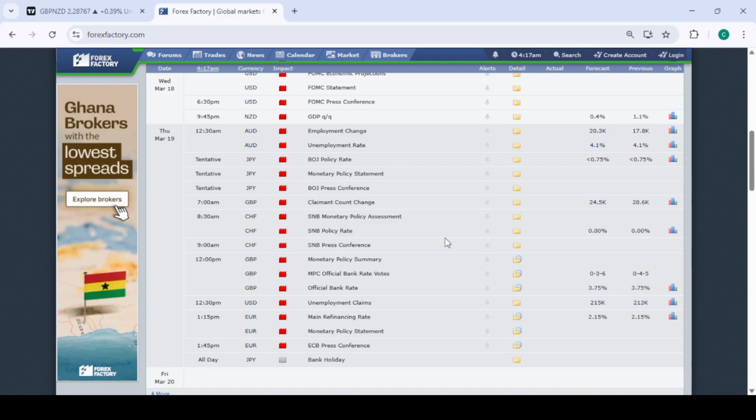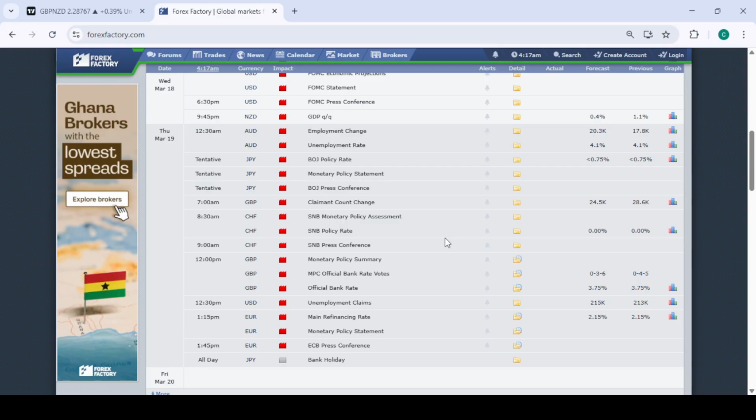In the morning we're also going to have the claimant count change for the GBP, and we're also going to have the CHF monetary policy assessment and policy rate for the CHF. This is very, very, very volatile. So let's be on the lookout for this particular economic event when you are holding any CHF pair.